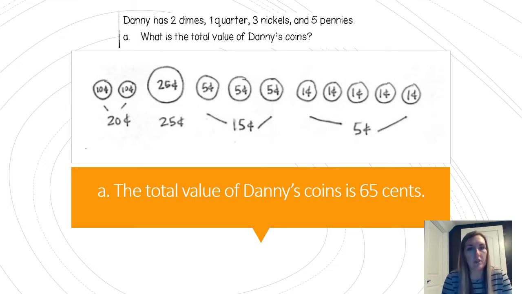So there were 2 10-cent coins, 1 25-cent coin, 3 5-cent coins, and 5 coins that are worth 1 cent. I like how this person's work is labeling each part or value underneath the different types of coins. The total value of Danny's coins is 65 cents. Please pause the video and add something to your work right now if you don't have all of this yet. Writing the sentence on the line.